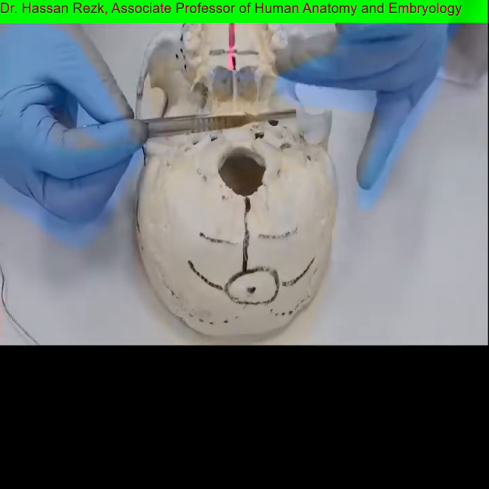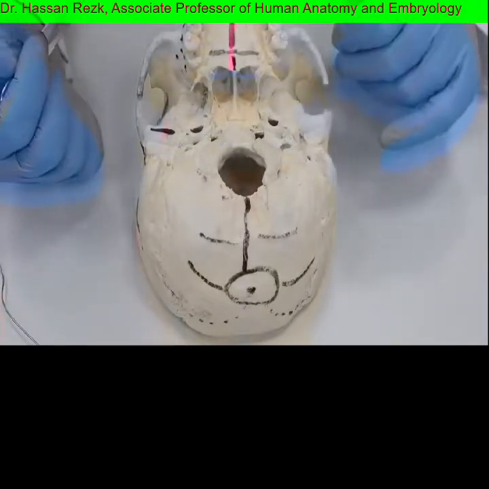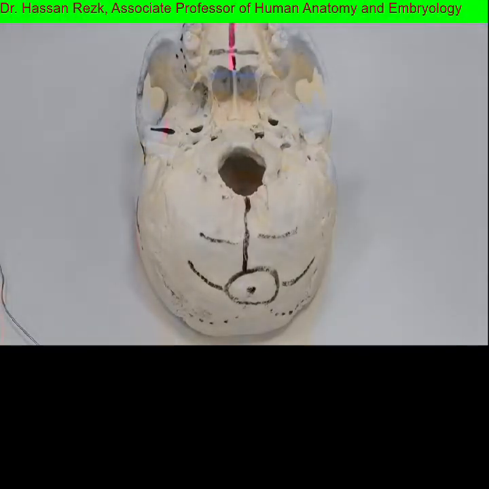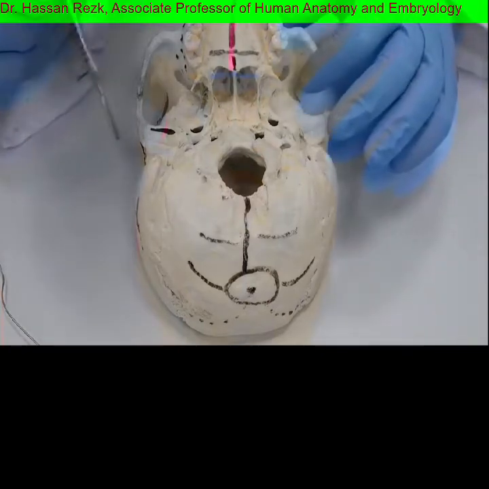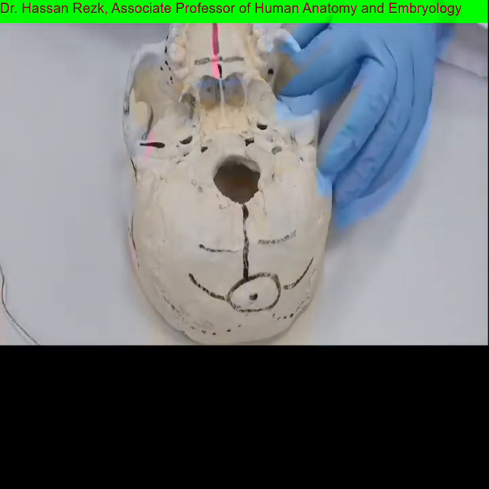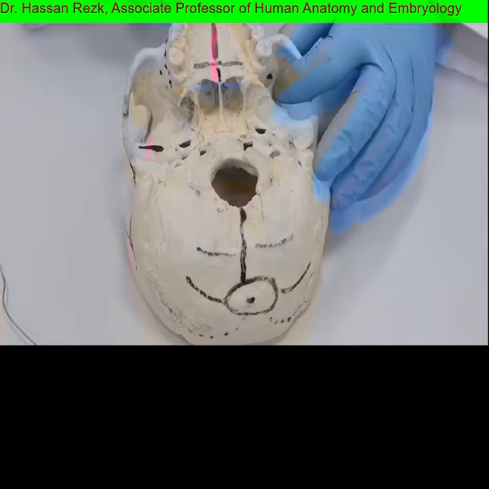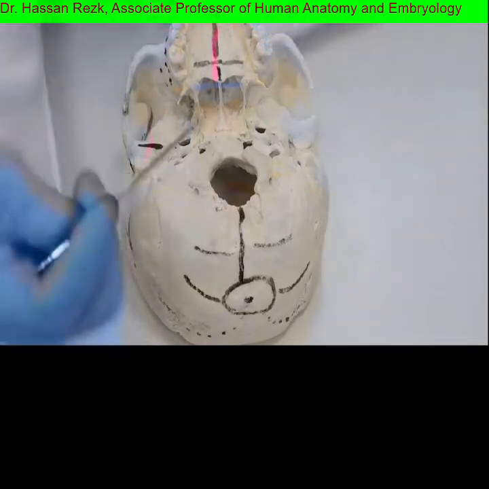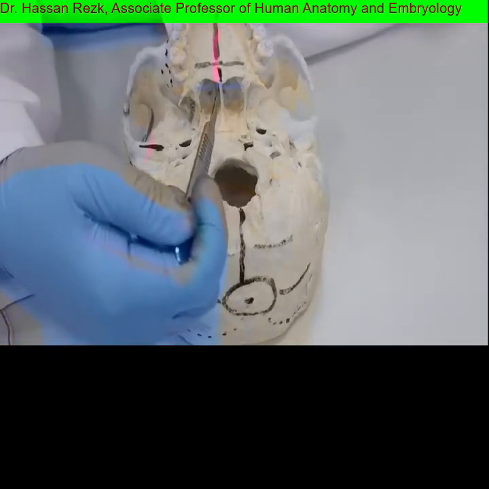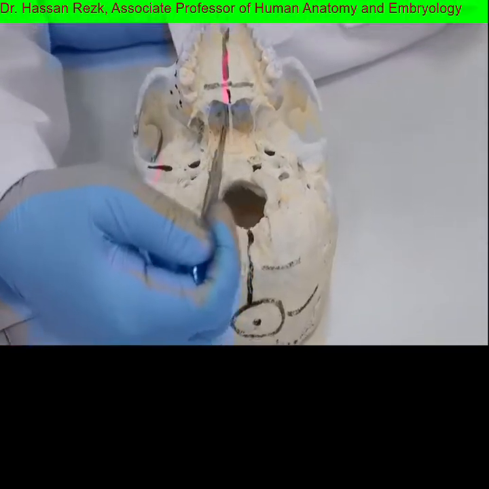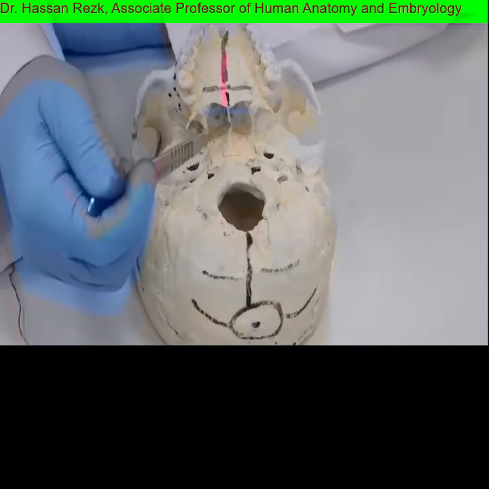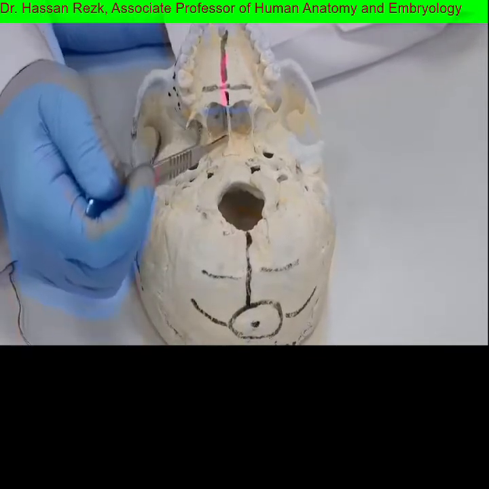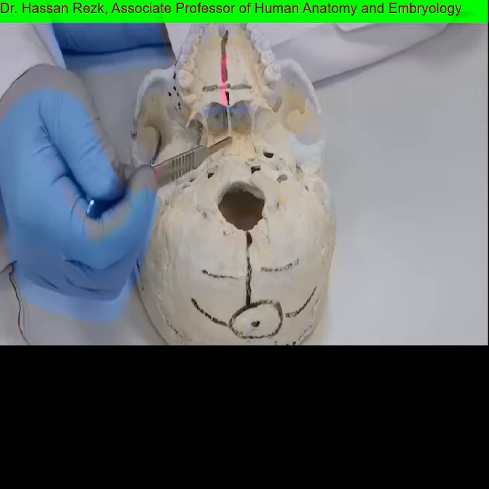What about the middle part of the norma basalis externa? First, in the middle part, we will be faced by this opening, which is the posterior nasal aperture. And the posterior nasal aperture is separated into right and left openings by this midline separating bone, which is known as the vomer.